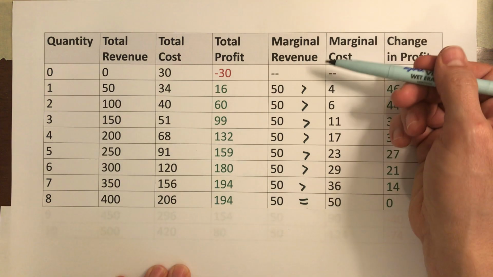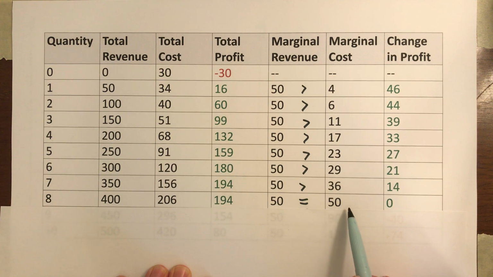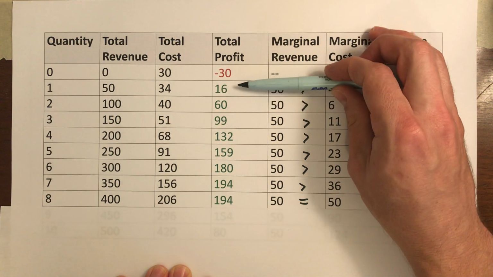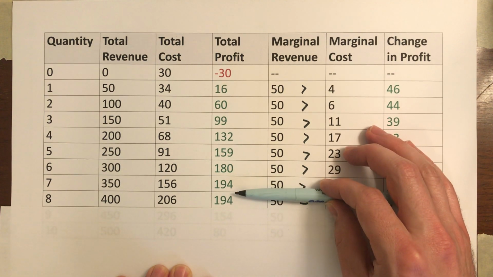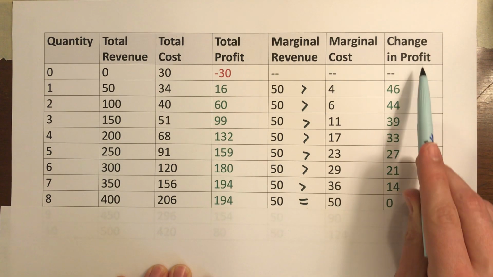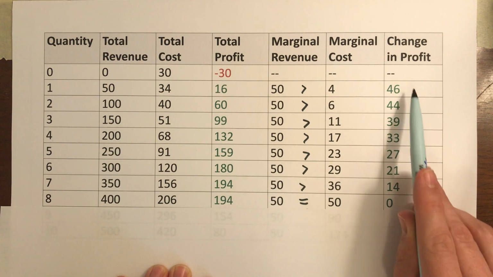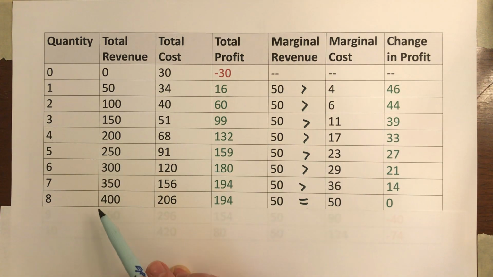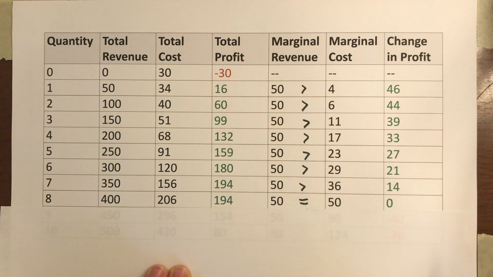And now I reach this point in the table. On the 8th unit, marginal revenue is equal to marginal cost. And notice that all the way up to this point, my total profits have been increasing, right? They've been getting bigger. And you can also see the change in profit. I earned $46 more by producing 1 unit than 0, 44 more by producing 2 versus 1, and so on. Once I get to this 8th unit, the change in economic profits is 0. So I've produced everything that's profitable to produce. Now it's time to stop.